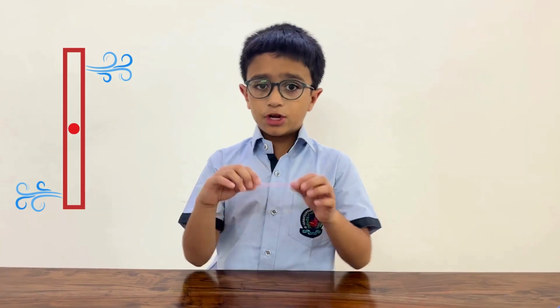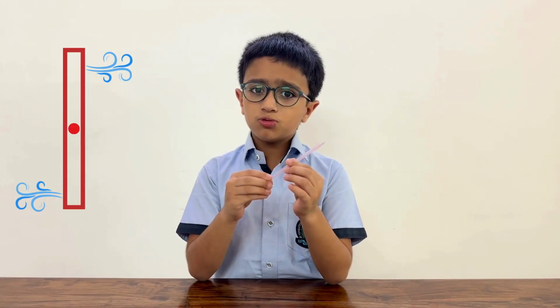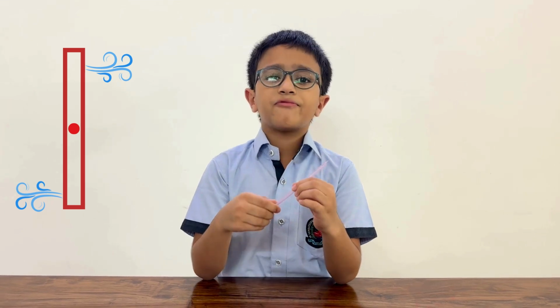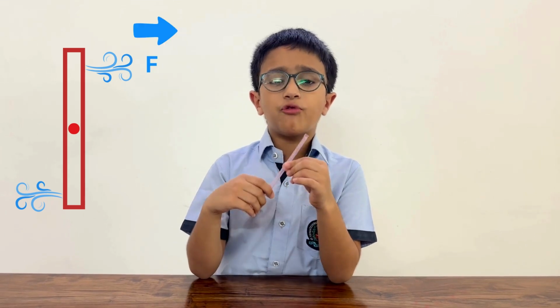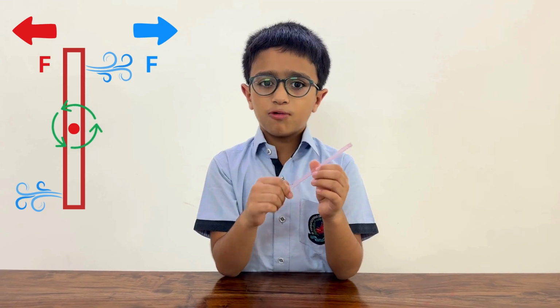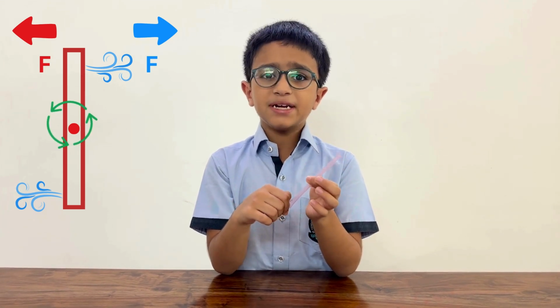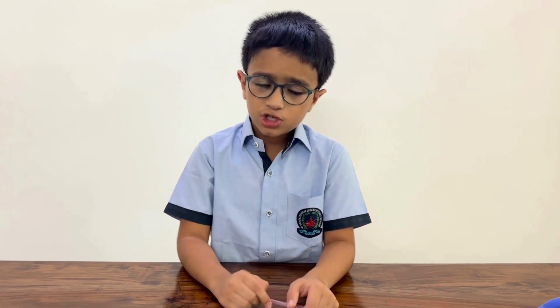So, how did this happen? When you blow, the air gushes out of these two small holes. The air rushes out with force. This force applies an equal and opposite force on the straw, making it spin. Hence, we learn Newton's third law: every action has an equal and opposite reaction.